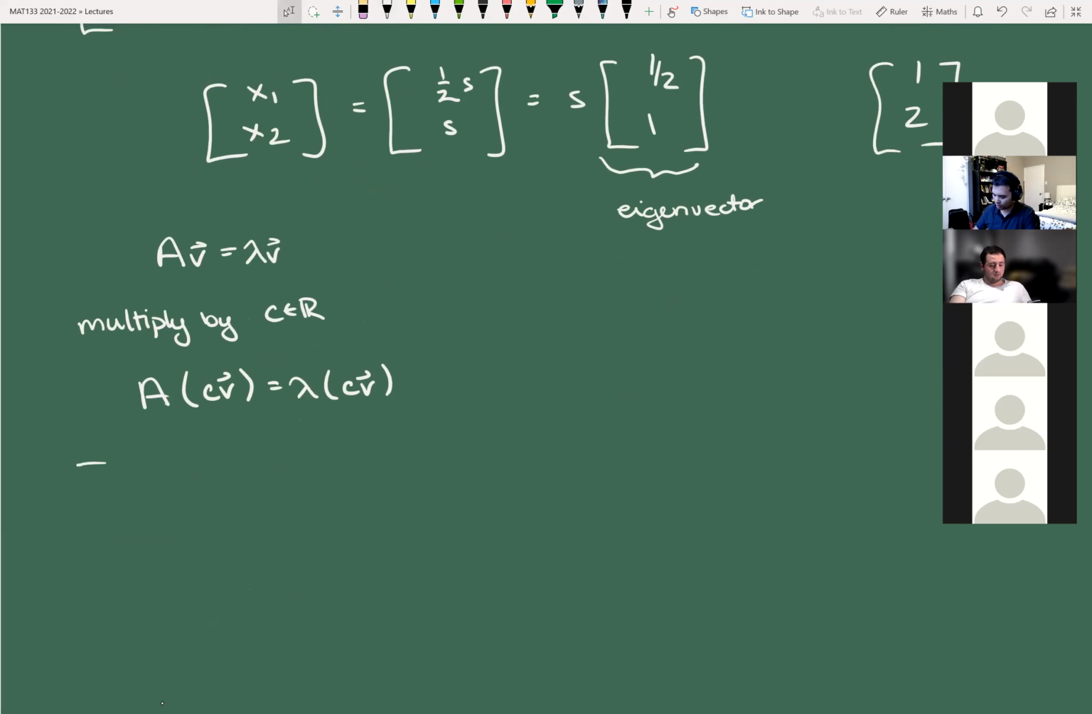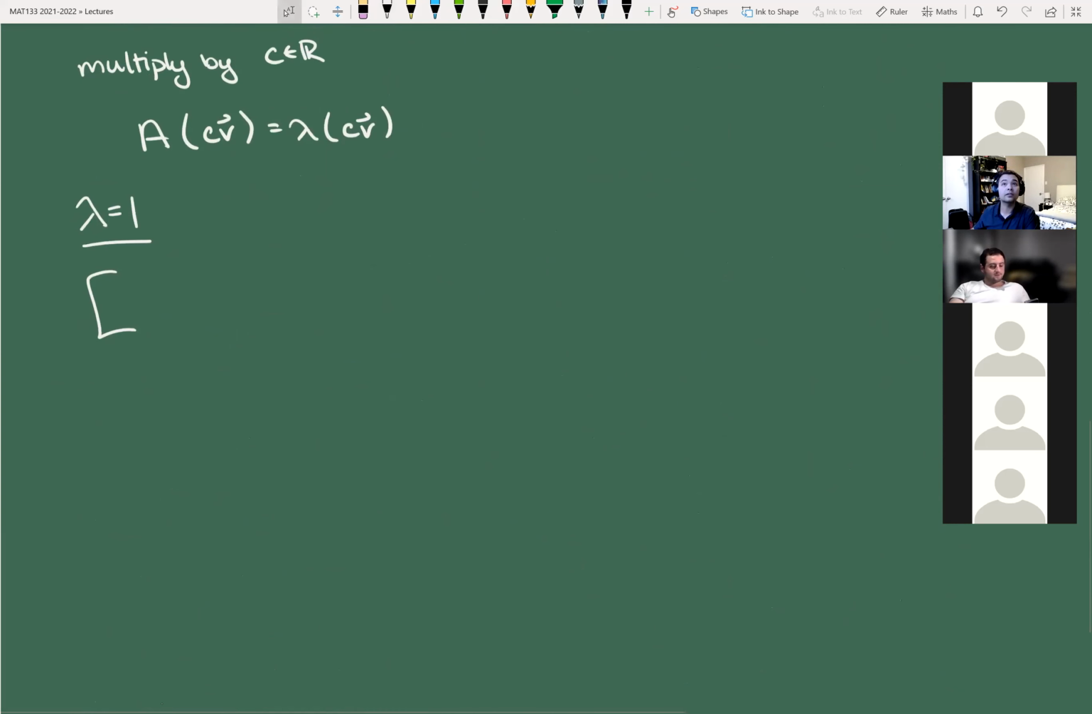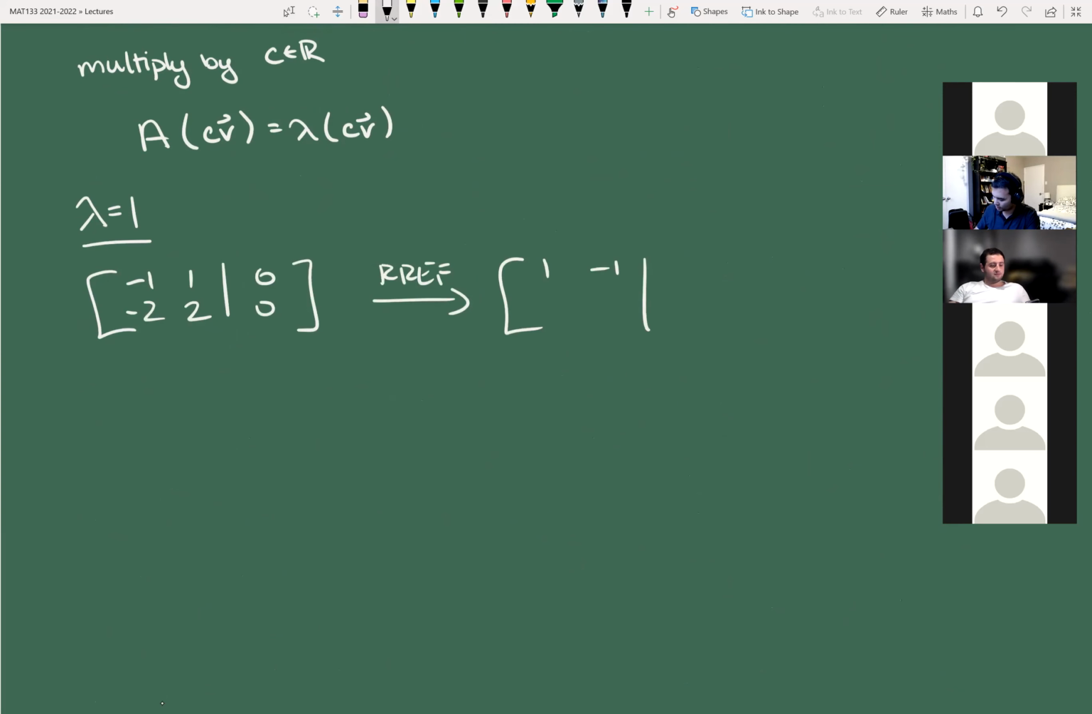And I'm going to let you all check. So if we do the lambda equals 1 eigenvector, that would give me what? I have the original matrix on a different screen. So that would give me the matrix with rows (-1, 1) and (-2, 2). So I'd want to row reduce this system, right? This is the one I want to find. So we'd get (1, -1, 0), like so.